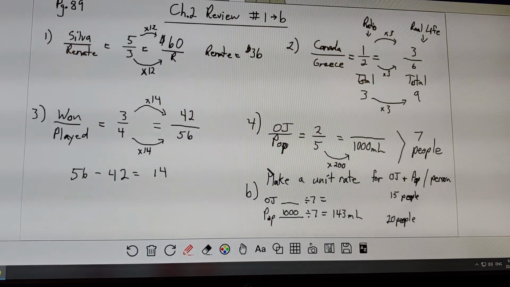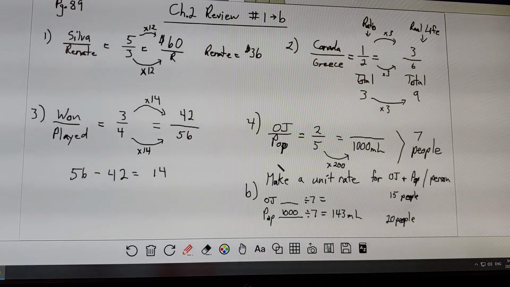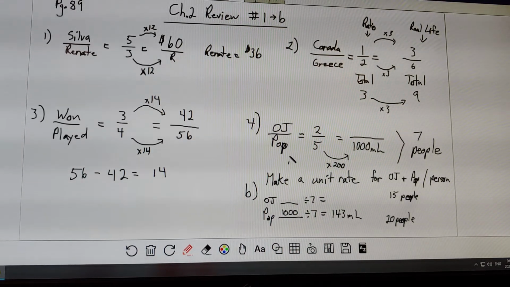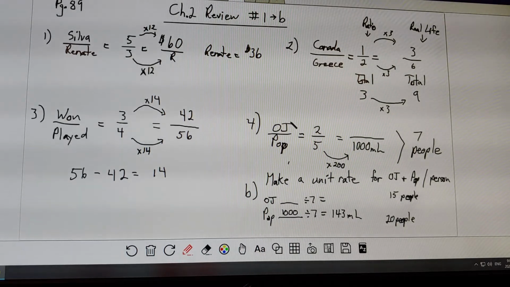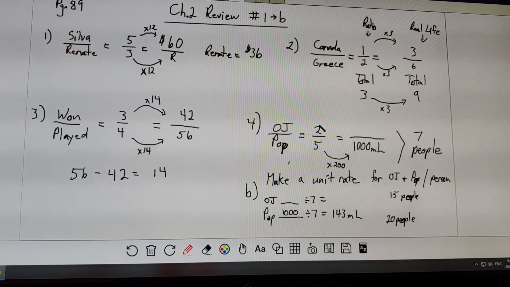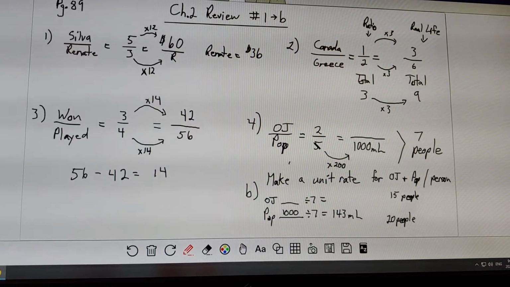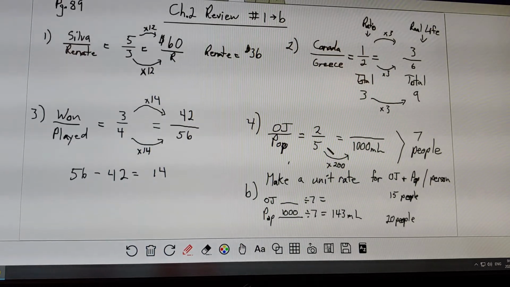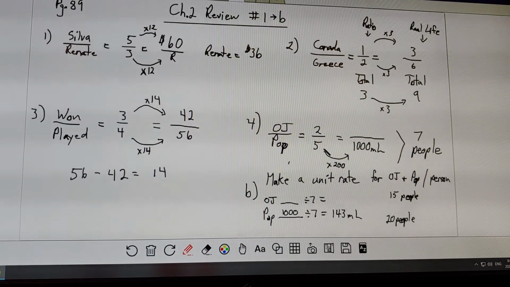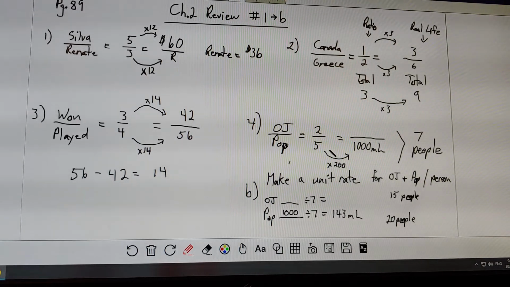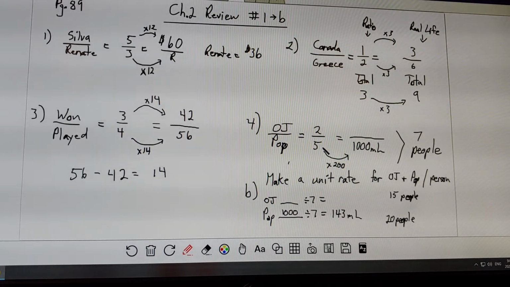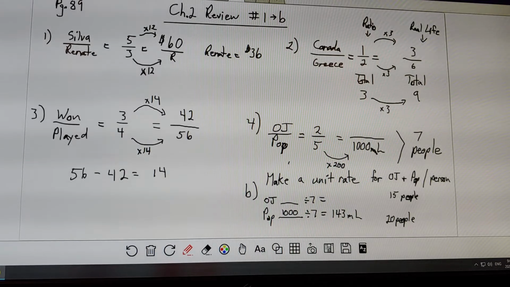So we're taking a look at it. It tells us that if you're going to be making punch, the recipe that you're looking at says you're going to be using orange juice and pop in a ratio of 2 to 5. So again, name your ratio. Orange juice to pop, 2 to 5. And it tells us that if you're going to make enough for 7 people, you need 1 liter of pop to make it. So this whole thing's for 7 people.